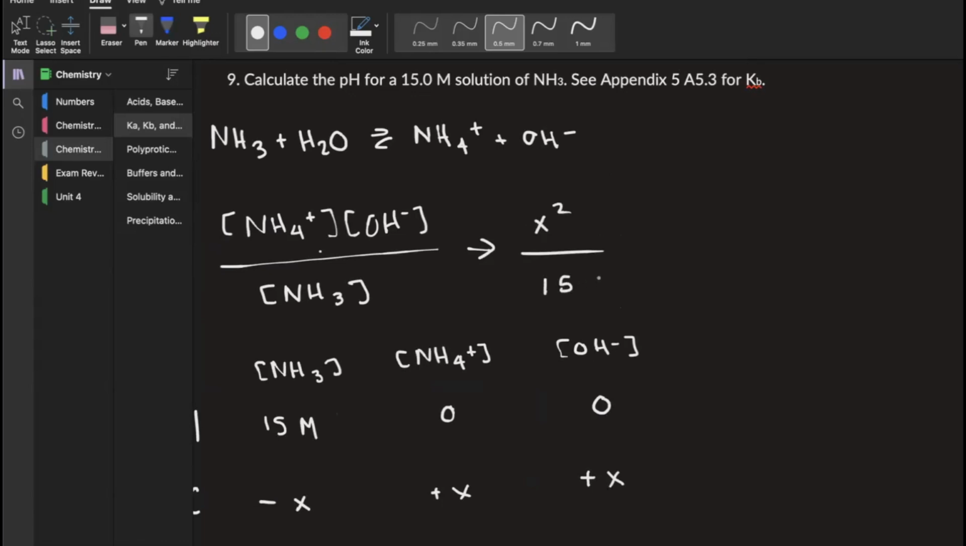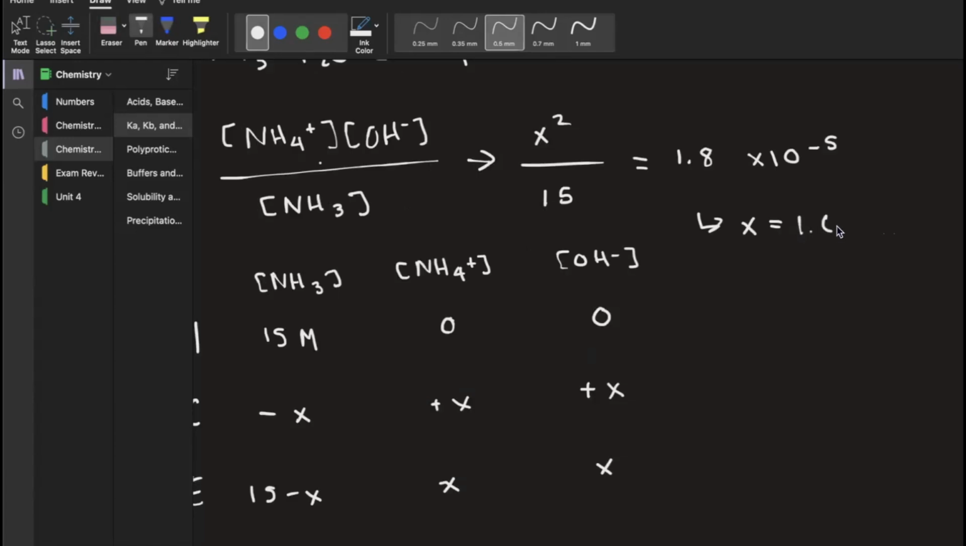Usually the minus X would be included, but since we're solving for X, we're just going to go ahead and exclude it. And from Appendix 5, I already grabbed the Kb, which is 1.8 times 10 to the negative 5th. We're going to go ahead and solve for X. To do so, you multiply 15 by 1.8 times 10 to the negative 5th, and you find the square root of that number. So X is going to be 1.64 times 10 to the negative 2.